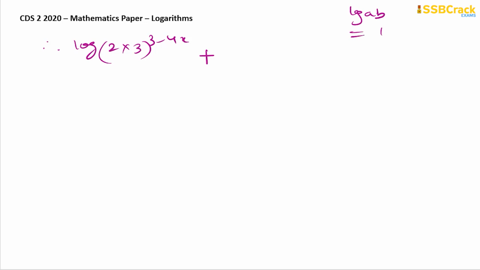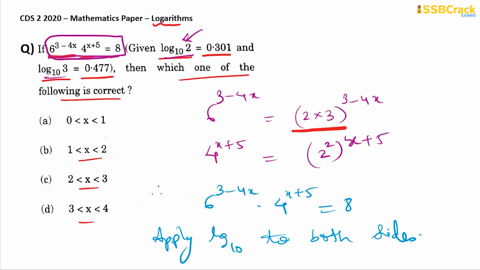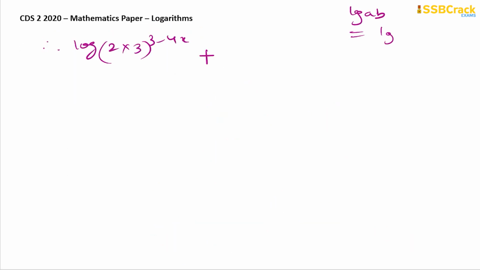We get log of 2 into 3 to the power 3 minus 4x, which is the power of 6. This will be plus, because log of a into b is log a plus log b. This is the property we shall apply in the left hand side, because these two terms are in product form. So when you apply log to this, it becomes log of the first term plus log of the second term, that is the log a plus log b property, with base 10. This is the property of logarithm that I am using here, and here this is becoming 2 to the power 2, the whole raised to what was the power?